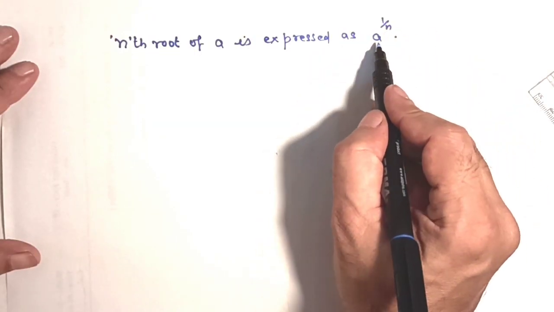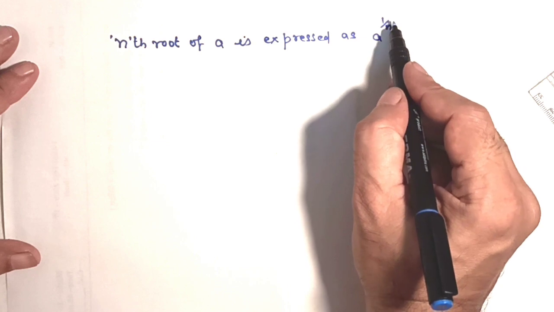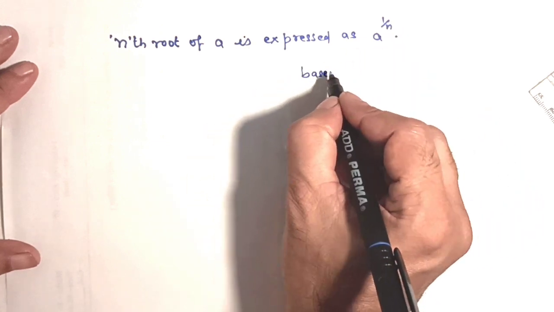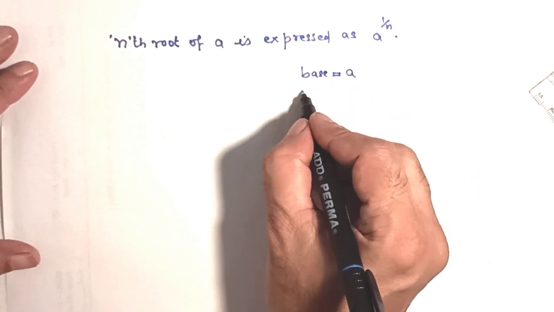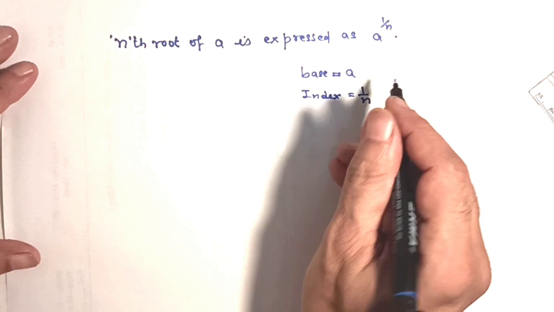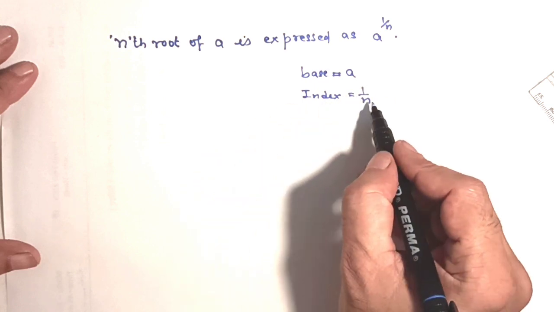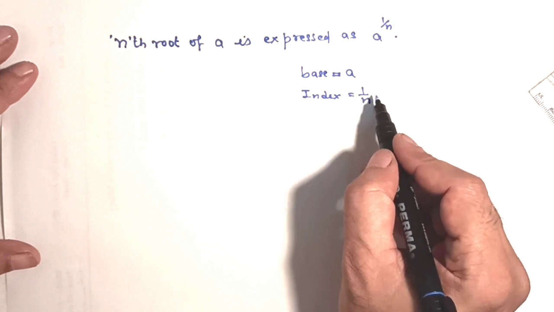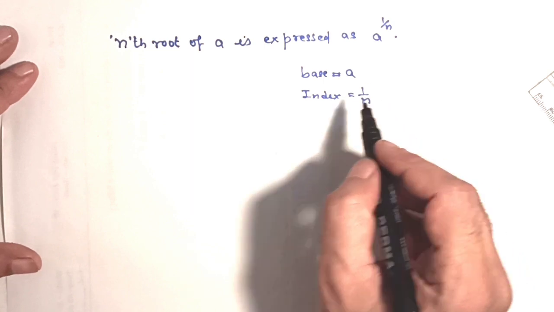You know what is a? A is the base and 1 upon n is the index. Your base is a and your index is 1 upon n. N is the root, like nth root. 1 upon n means nth root.